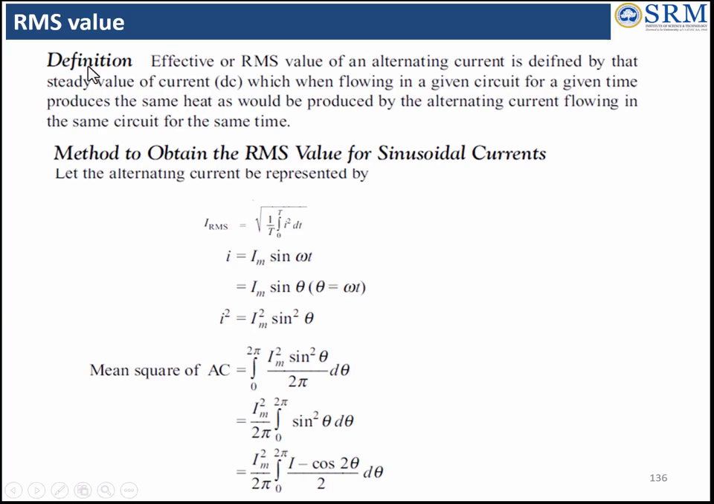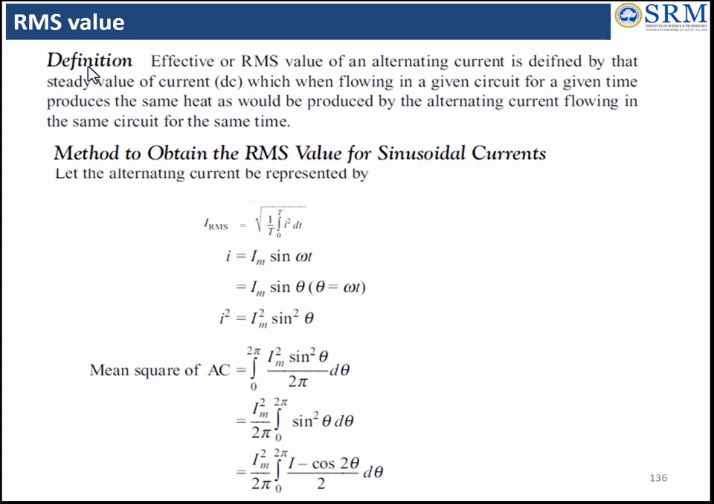Now let us learn about the RMS value, which is nothing but the effective or root mean square value of an alternating current. It is defined as the steady state value of current which, when flowing in a given circuit for a given time, produces the same heat as would be produced by the alternating current flowing in the same circuit for the same time. The heat produced when a DC current is passed through the circuit in a given time will be the same as the heat produced by the AC current flowing in the same circuit for the same time.